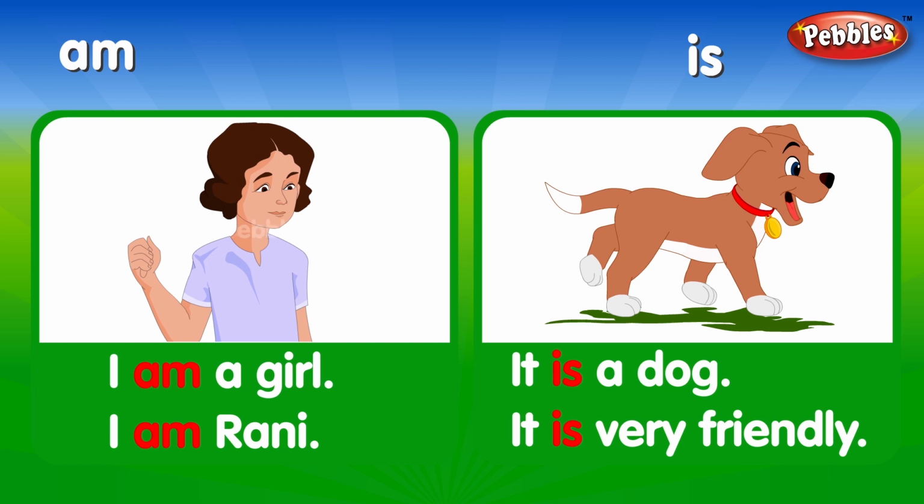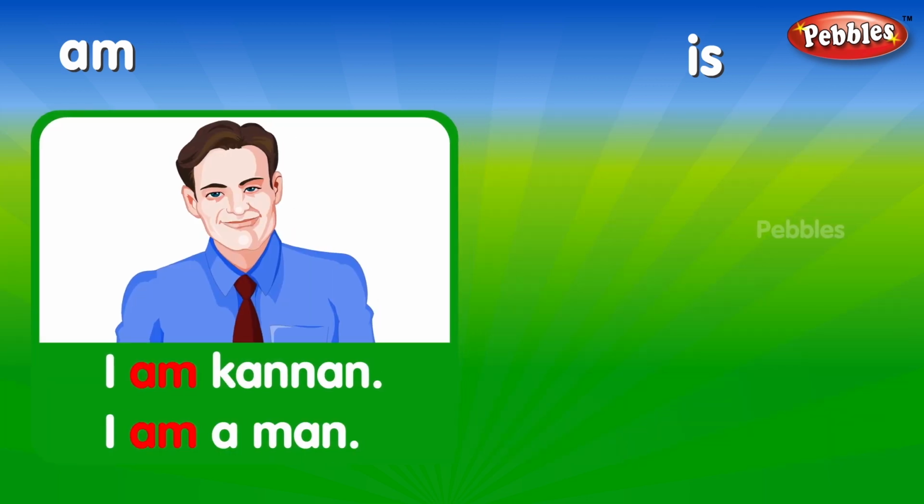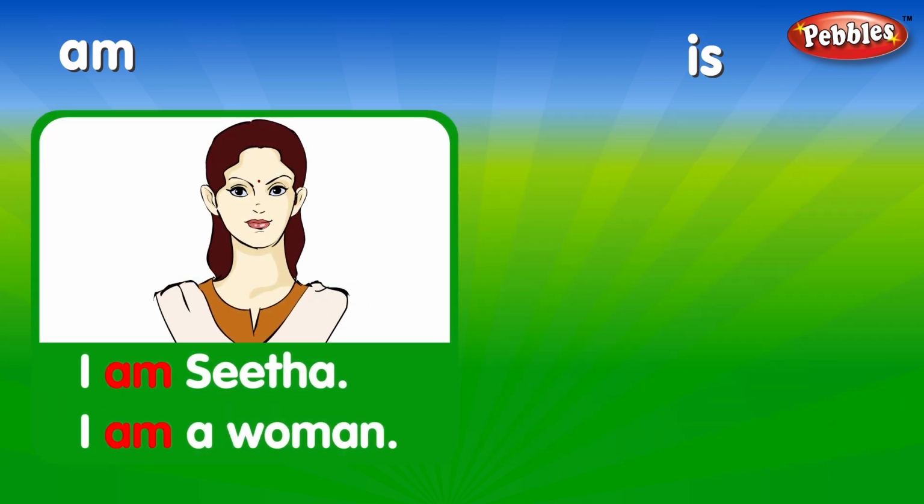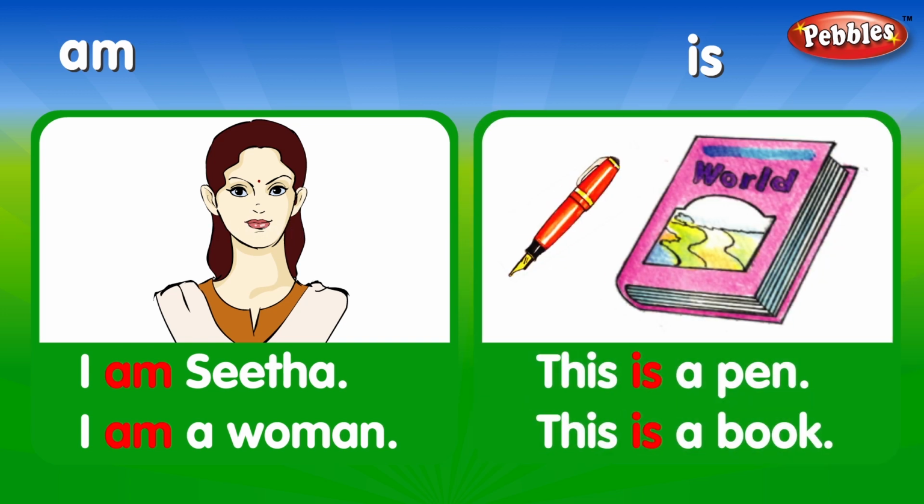It is very friendly. I am Kannan. I am a man. He is a boy. He is a player. I am Sita. I am a woman. This is a pen. This is a book.